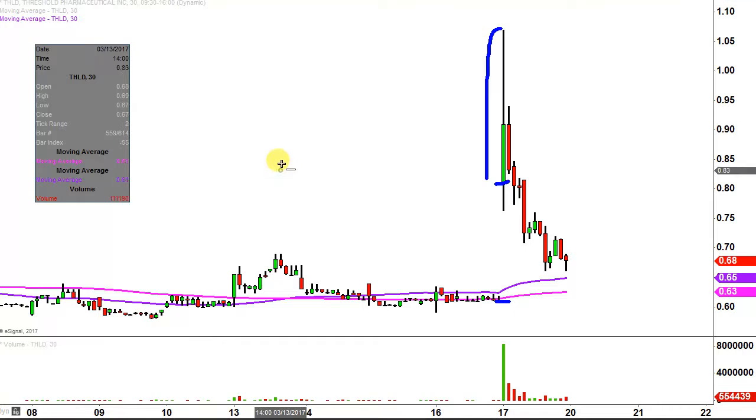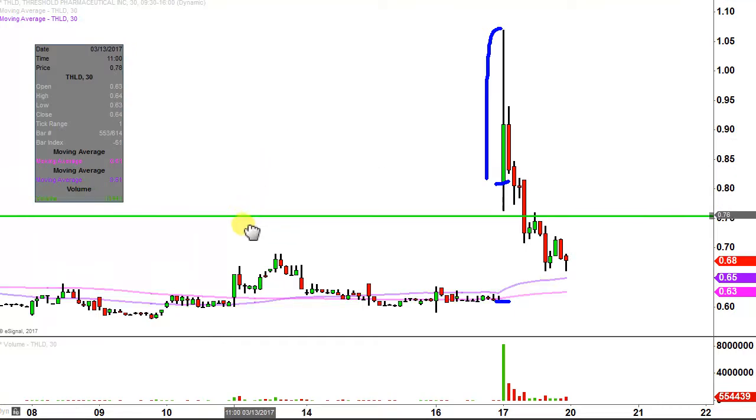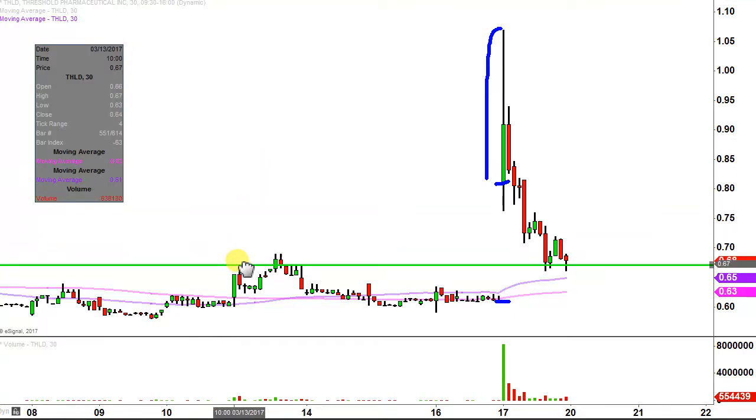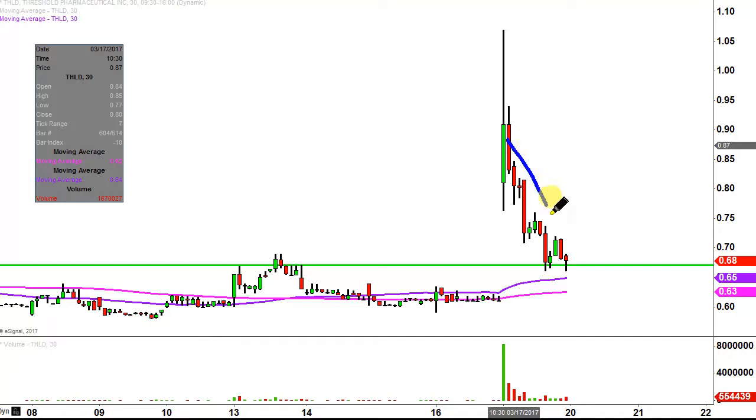So where did all this start? Well, let's just get this level down here. And essentially the price started right around here. You know, the move started. And so within a relatively short amount of time, and again, this is all in the same day, the price is right back down to essentially where it started.